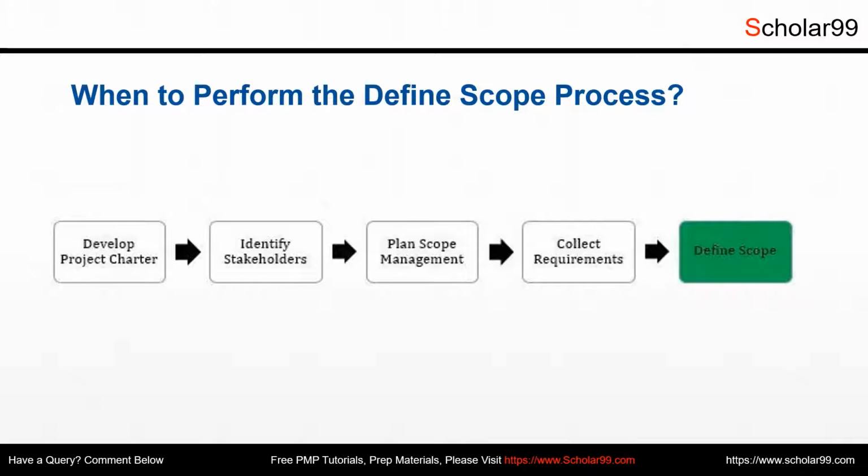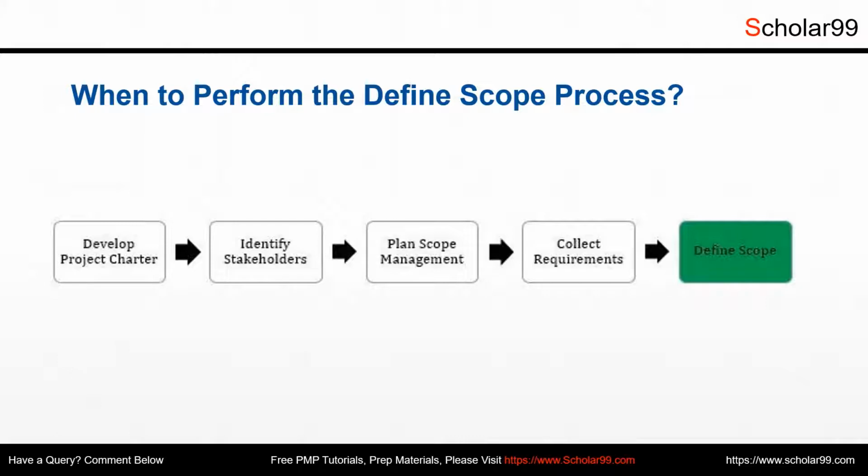Stakeholder Register. Stakeholder Register is an output of Identify Stakeholder process. Stakeholder Register contains the list of project stakeholders. Defining the project scope is not a one-man show. It includes close collaboration with project stakeholders. So, stakeholder register would be required as an input to define scope process.